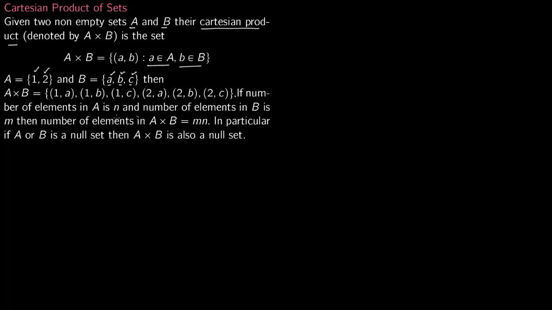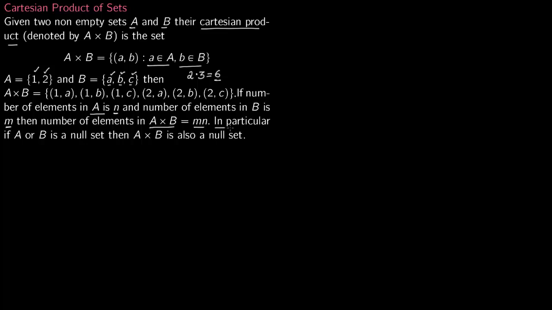Now if the number of elements in A is n and the number of elements in B is m, then the number of elements in A times B, that is the Cartesian product, would be m times n. For example, here the number of elements in A is 2, just 1 and 2. The number of elements in B is 3. So the total number of elements in A times B is 6. So 1, 2, 3, 4, 5 and 6.